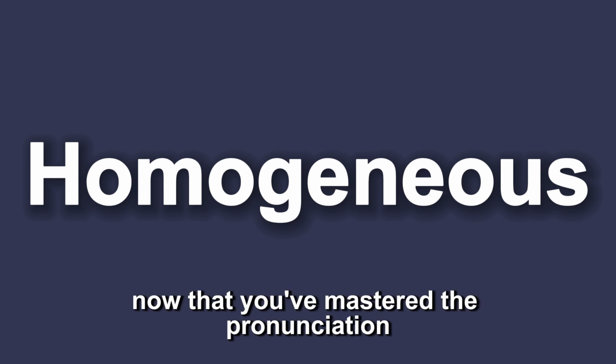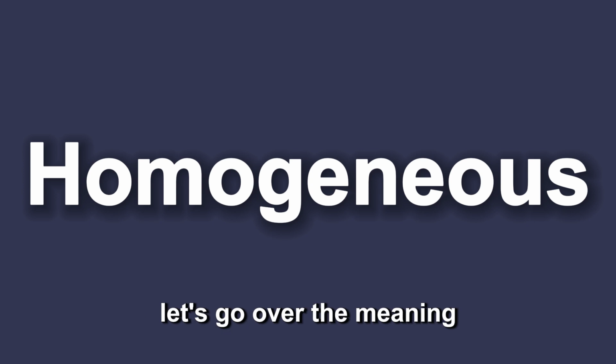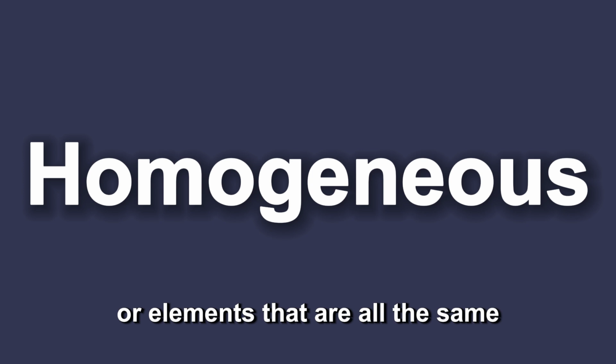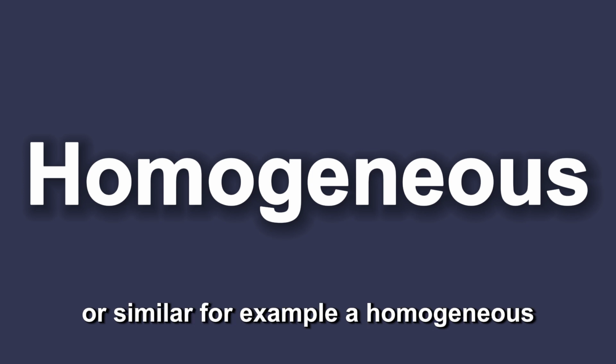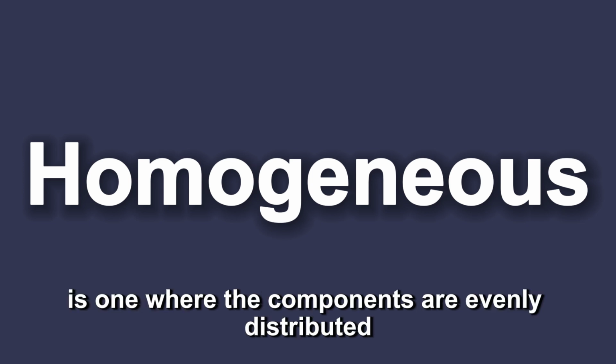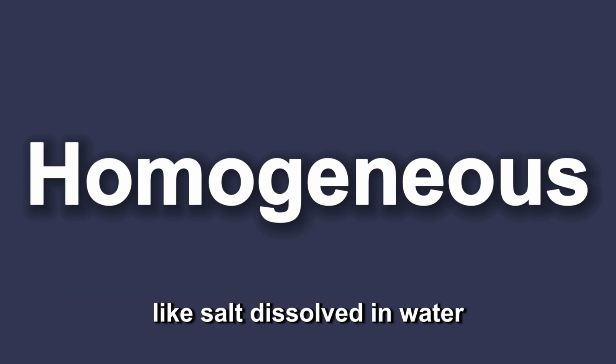Now that you've mastered the pronunciation, let's go over the meaning. Homogeneous refers to something that is made up of parts or elements that are all the same or similar. For example, a homogeneous mixture in science is one where the components are evenly distributed, like salt dissolved in water.